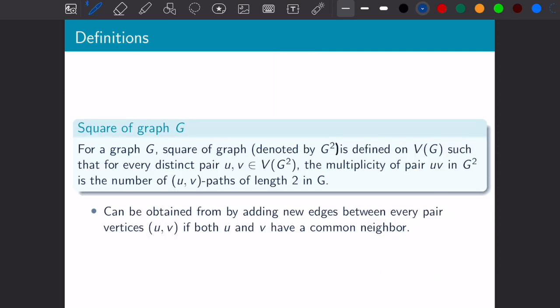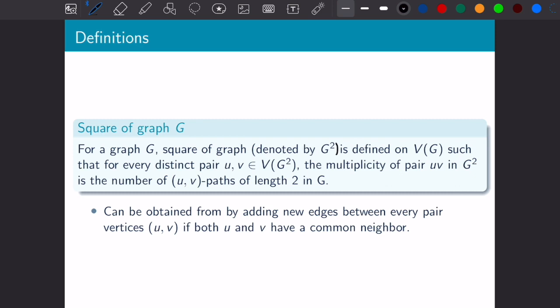Now the next definition is what is the square of a graph. For a graph G, the square of the graph, denoted by G square, is defined on the vertices of the graph such that for every distinct pair of vertices U and V in G square, the multiplicity of the pair UV in G square is the number of UV paths of length 2 in G. So in simple terms, here is how we can obtain the square of a given graph.